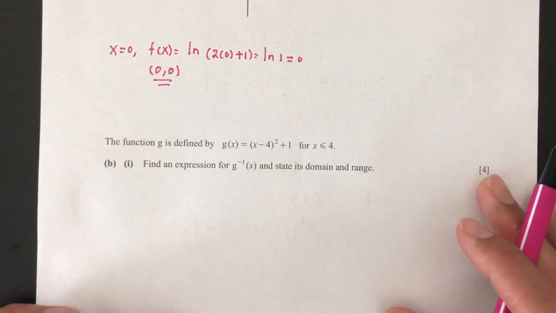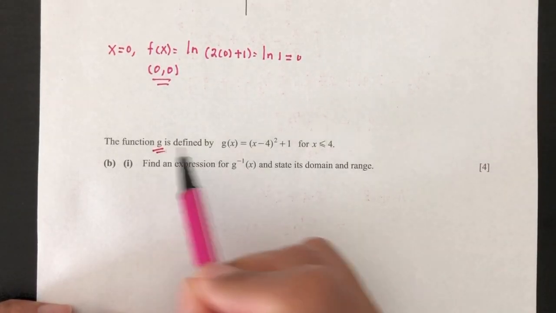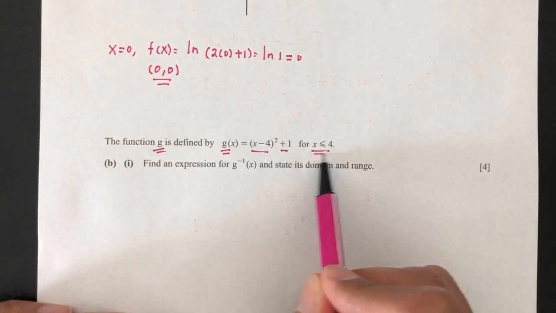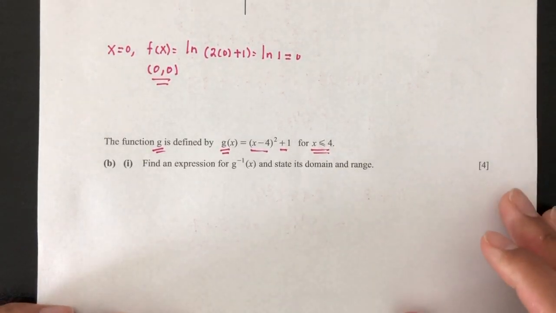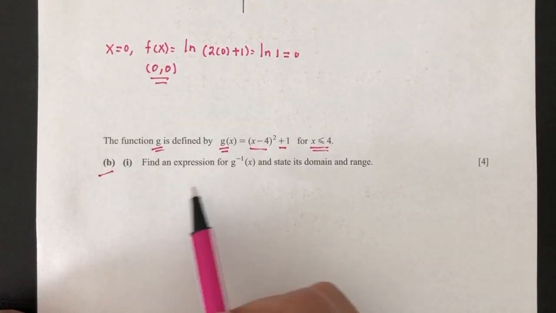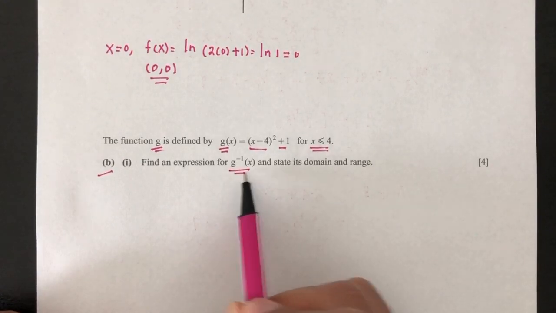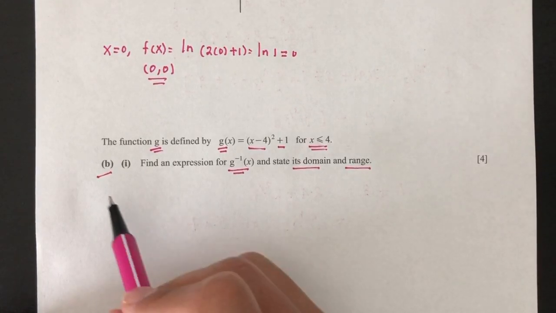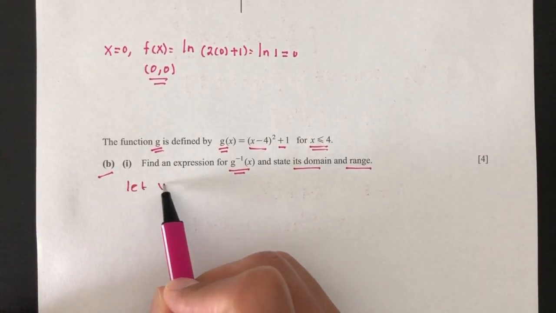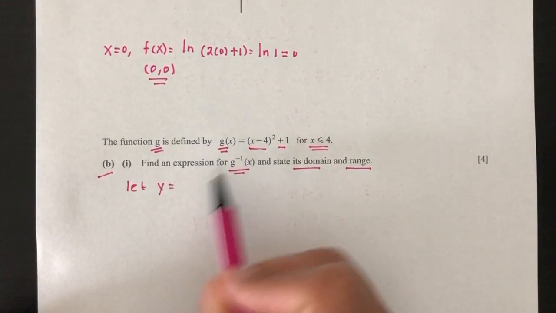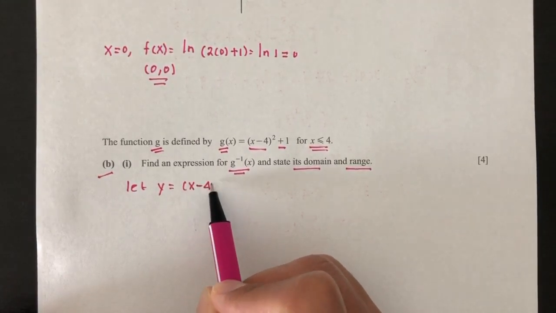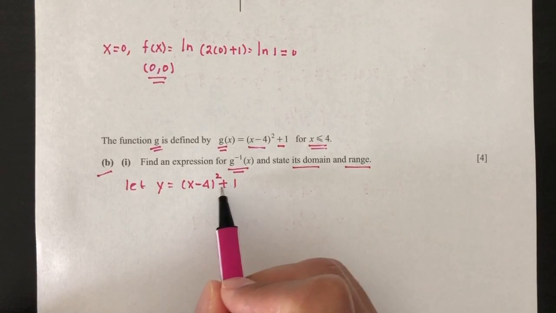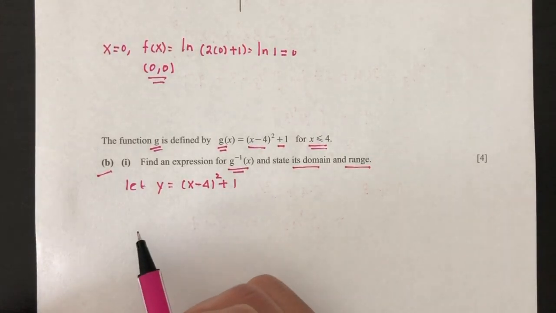Now for part 2, it says the function g is defined by g of x equal to (x minus 4) squared plus 1 for x less than or equal to 4. Now part 1, find the expression for g inverse and state its domain and range. So let's first find g inverse. First thing you will do, let y equal to g of x, which is (x minus 4) squared plus 1. Now we have to make x the subject of the formula.